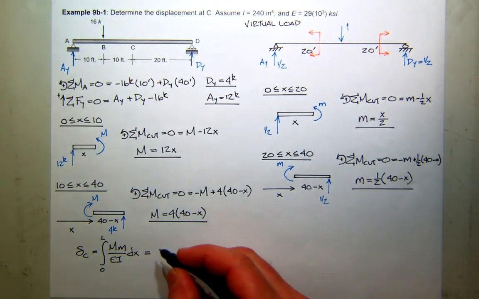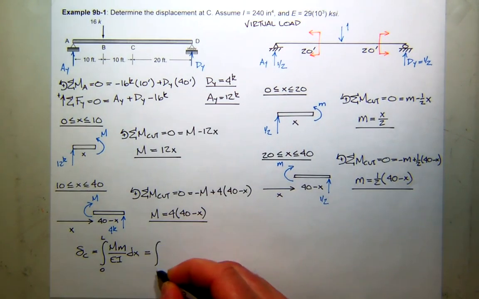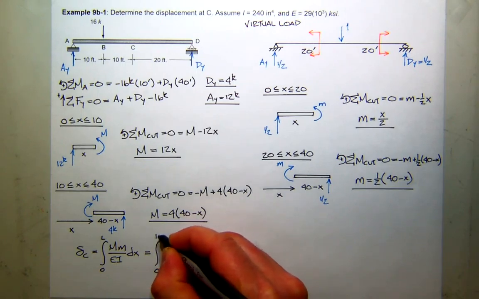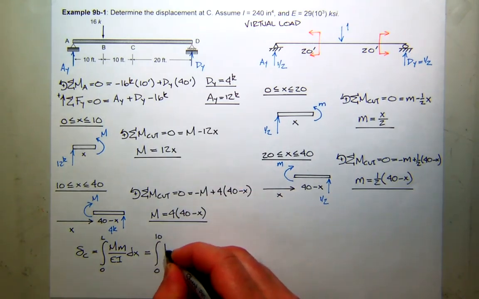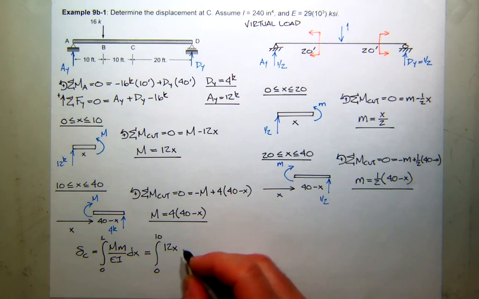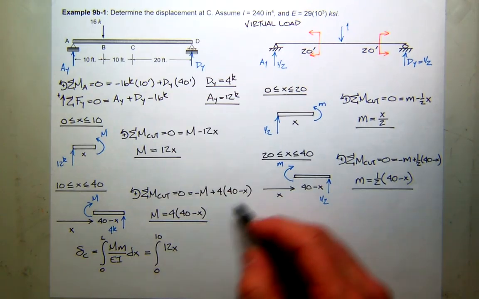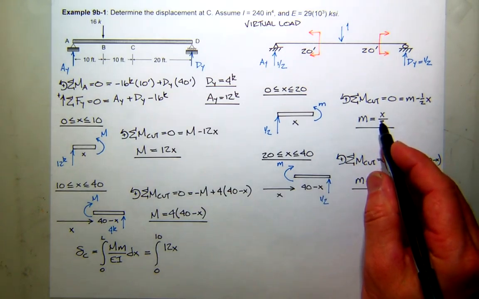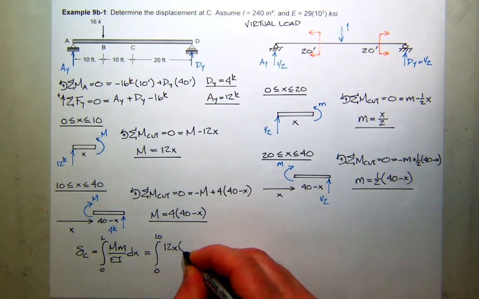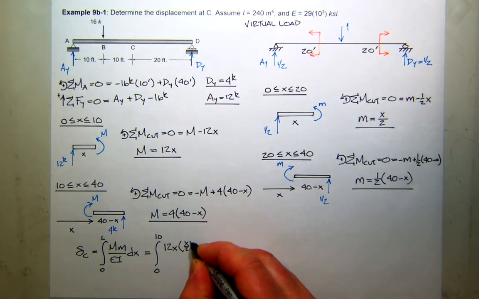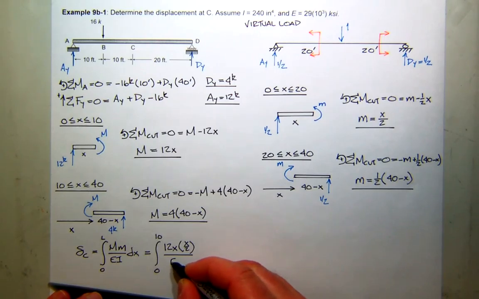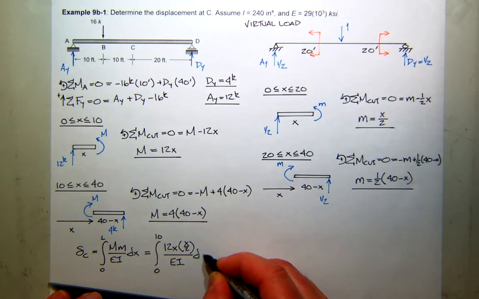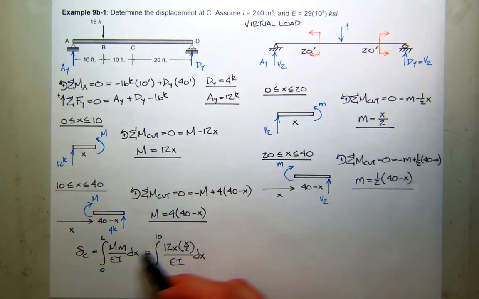So this is going to end up being an integral from 0 to 10. The real moment is 12x. And what's the virtual moment from 0 to 10? X over 2. And I'm going to divide by EI. Alright, so I've only accounted for 10 feet of the total 40.